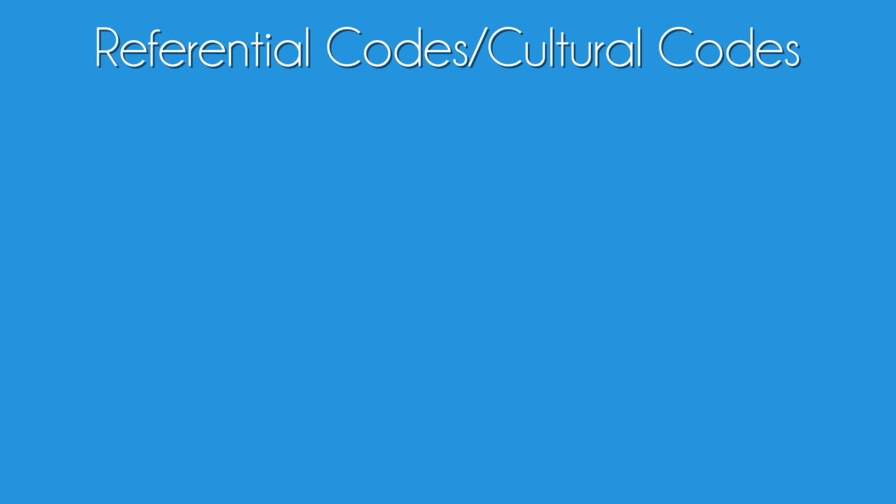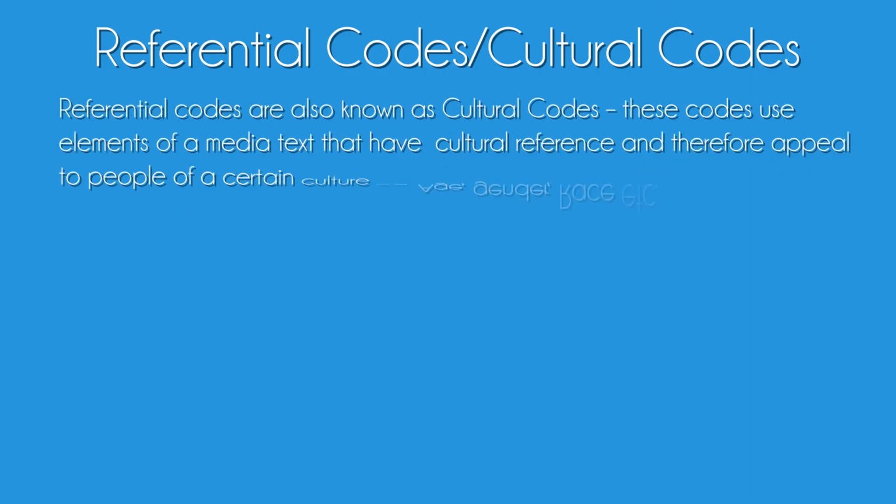Okay, finally we have cultural codes, also known as referential codes. These cultural codes are elements of a media product which you would only understand if you're part of a specific background or culture, such as country, age group, race, etc.